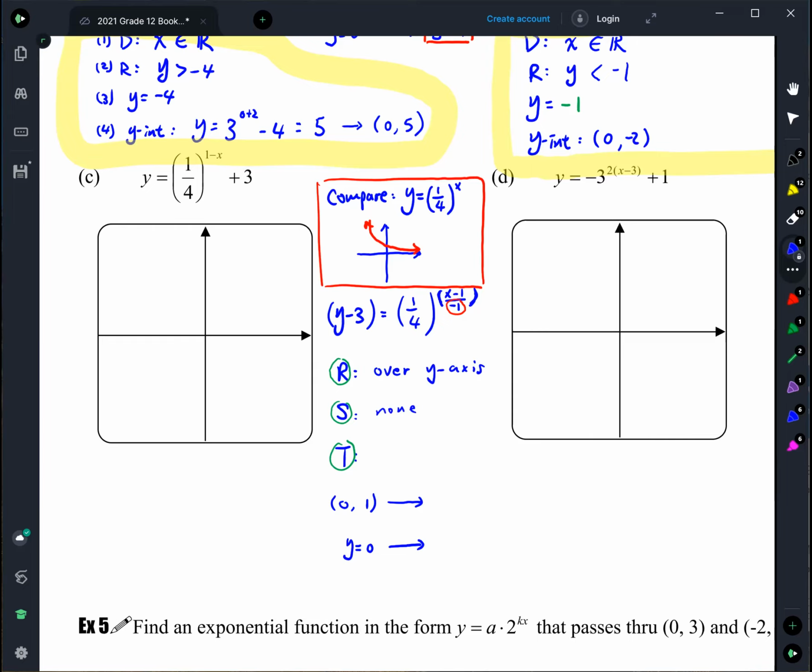Angela, translation. Up by 3 and right by 1. Yeah, up 3, right 1. Okay, please raise your hand if you finish all the RST.